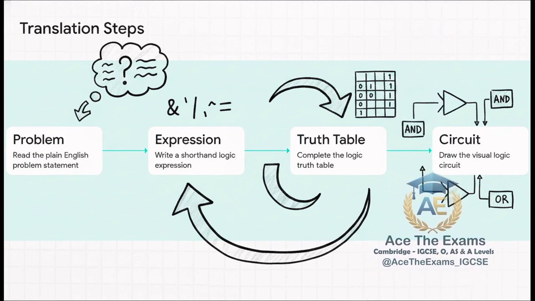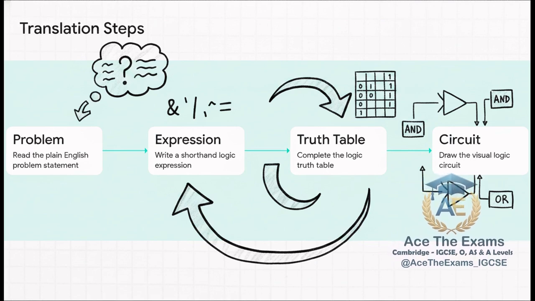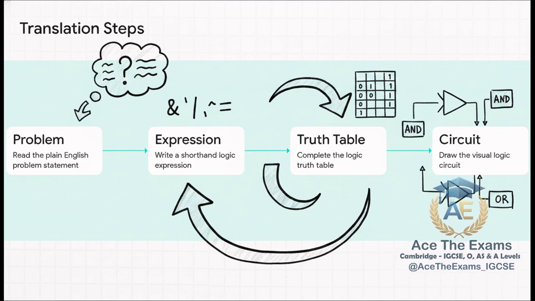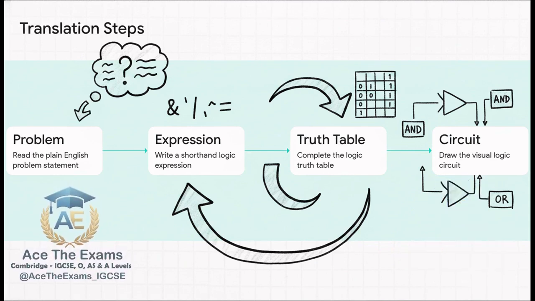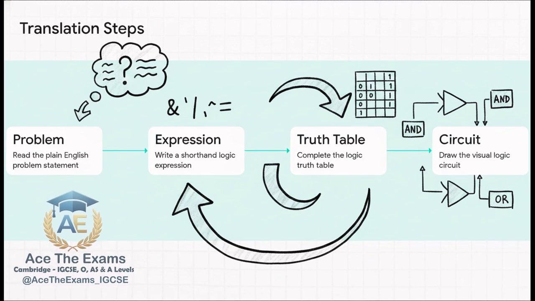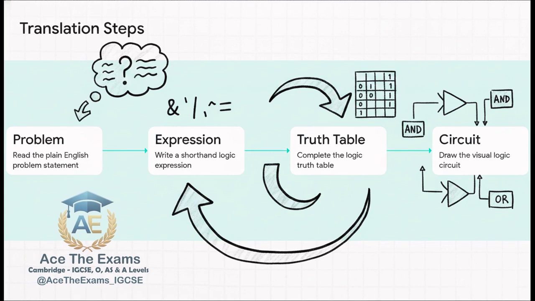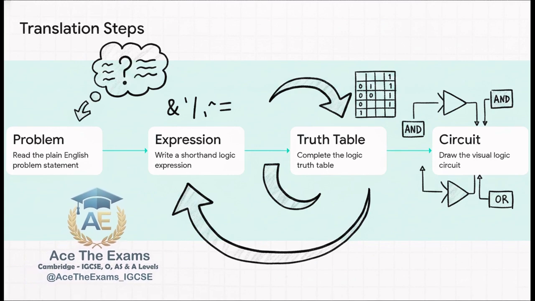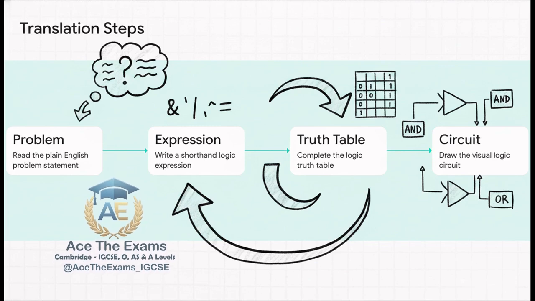From there, you map out every single possible scenario using a truth table, which lists all the binary outputs for every combination of inputs. And then finally, you translate that table or expression into a visual logic circuit drawing using our standard symbols. The absolute beauty of this system, you can move in any direction. You might get a circuit and be asked to write the expression, or get a truth table and have to draw the circuit. It's all interconnected like a giant puzzle.